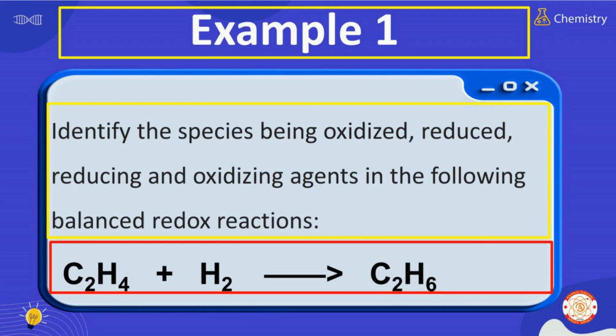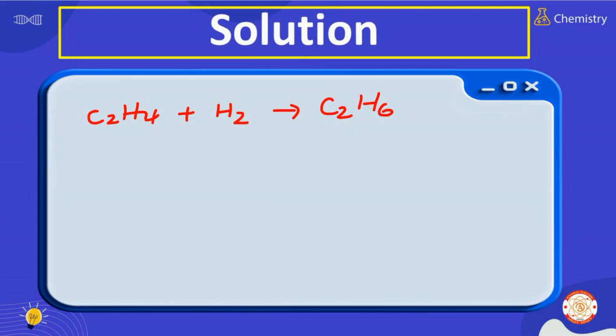So the question says, identify the species being oxidized, reduced, and the oxidizing and reducing agents in the following balanced redox reactions. So we have this reaction. Now let us see how to assign which species is being oxidized, reduced, and the reducing agent and oxidizing agent in this example. So the first step is we have to assign oxidation number to each atom, right?